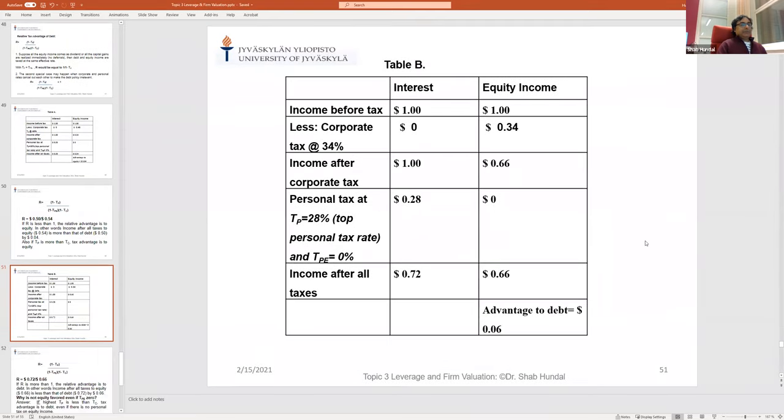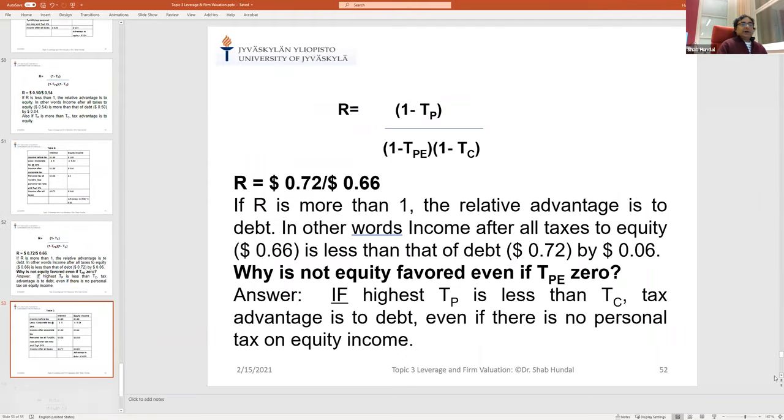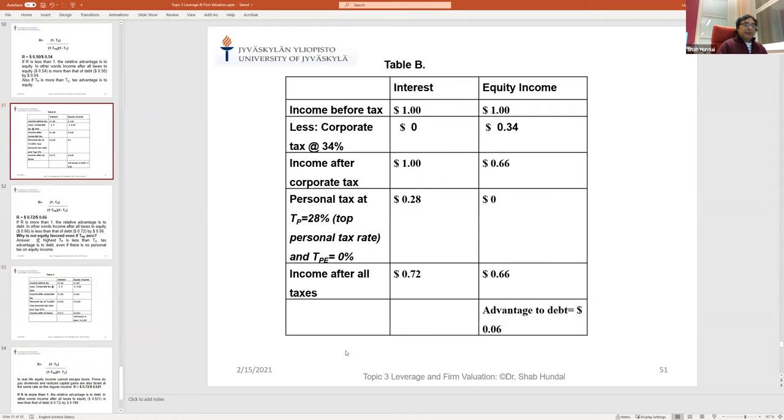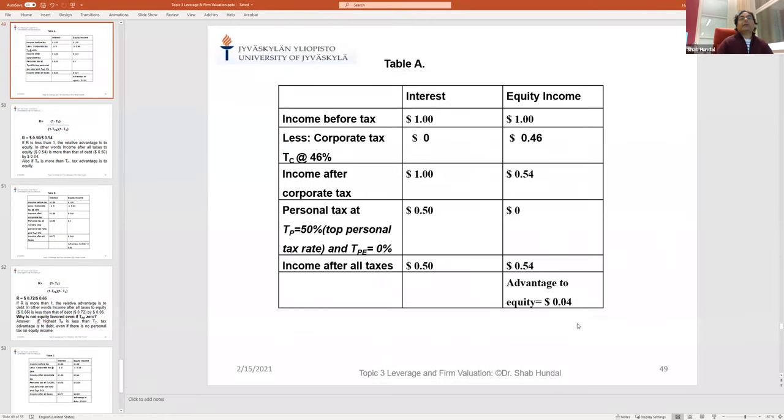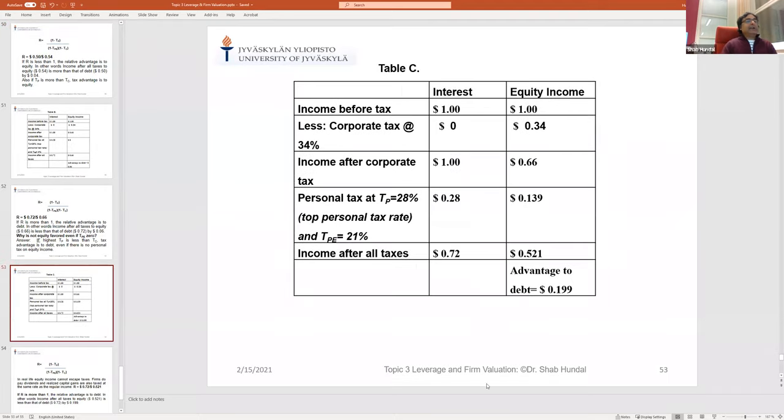You can try this the same way, just by changing the tax rates, and we can find that sometimes this ratio will be more than one. The argument I'm trying to give you is that it could still be possible that the disposable income of the debt holder is more than the equity holder. But this discussion is more complete, more comprehensive, and more competitive. Like we saw in the previous example, the equity owner was able to get more money, but it's still possible that the debt holder can get more.